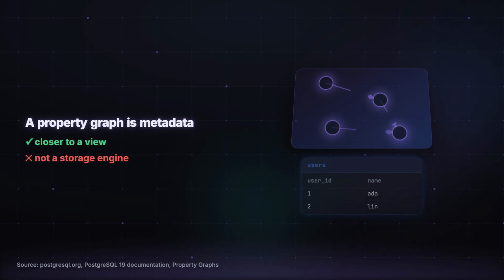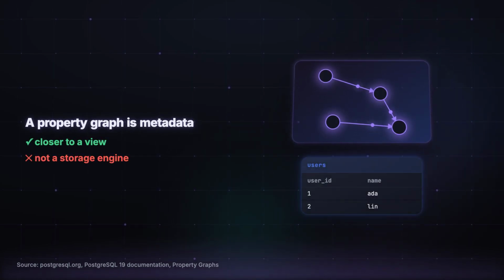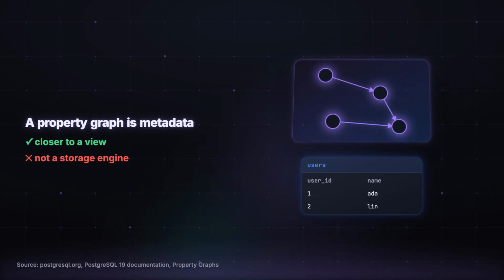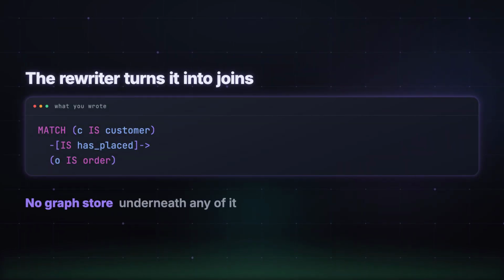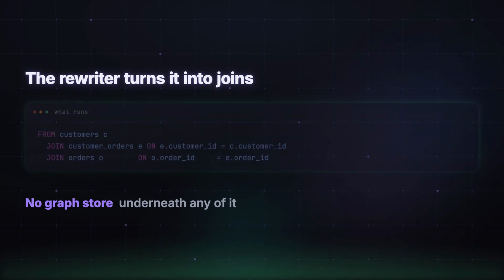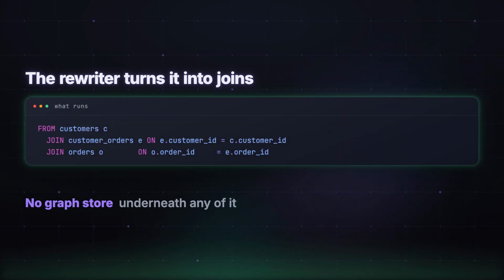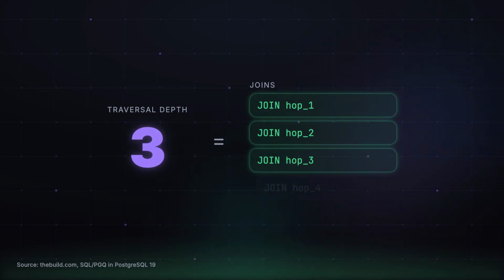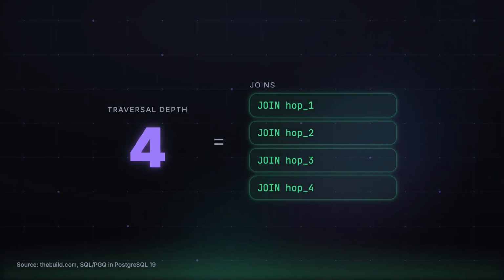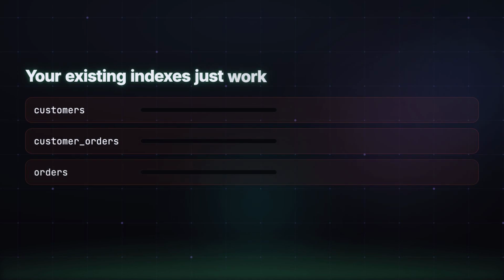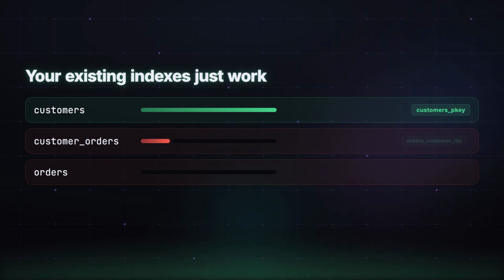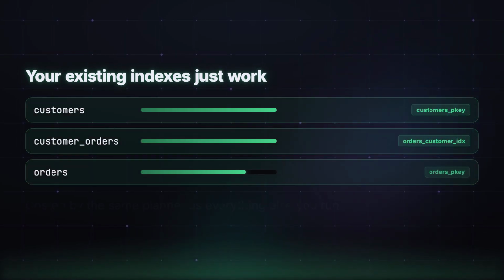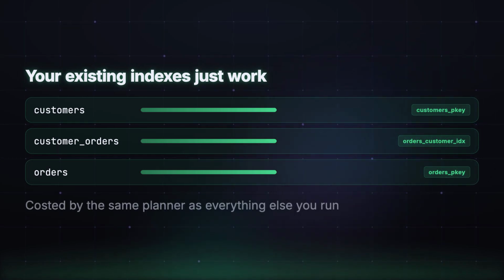Here is the part that decides everything else. The graph is only a description of your tables. Think view, not new database. There is no graph store under it. The rewriter takes your pattern and turns it into ordinary relational joins. A traversal of depth n becomes n joins. That is the whole trick, and it is a good one, which means your existing indexes just work. Postgres plans it exactly the way it plans every other query you run.